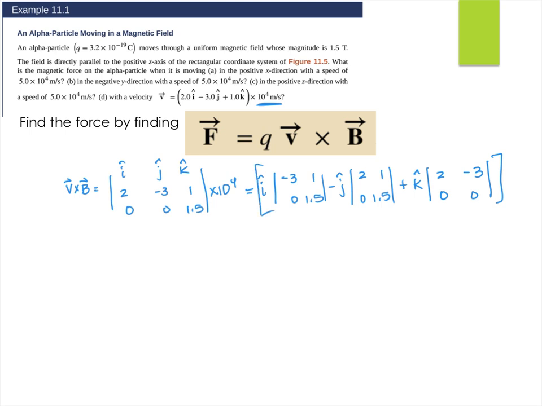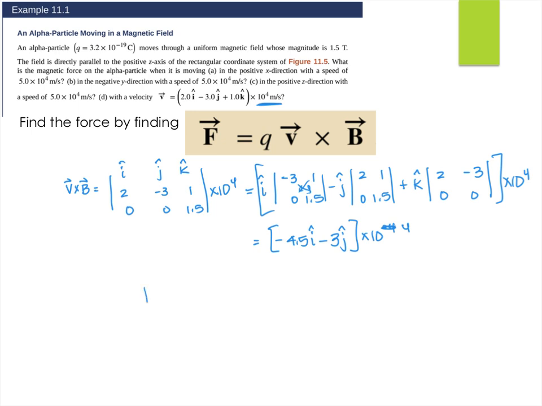And all that I could say times 10 to the 4th. And we already showed you how you do the multiplying for each of the individual components. I would end up with minus 4.5 i minus 3j, and all of that would be multiplied by 10 to the 4. Sorry, that's positive 4.